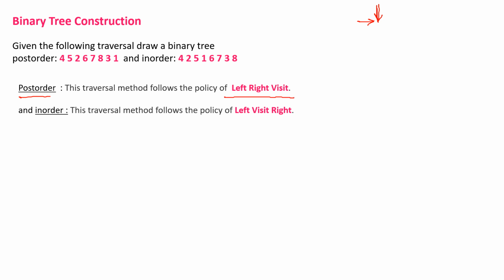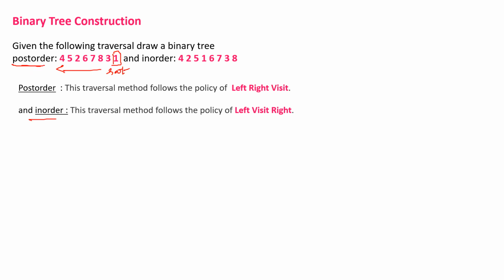Here left right visit means first the left subtree of the node is traversed, and then the right subtree of the node is traversed, and finally the node is visited. So when we are given post order traversal, we need to have one thing in our mind, that the node is visited at the end. That means we have to scan this post order from right to left, and the last node in the traversal is the root node of the tree.